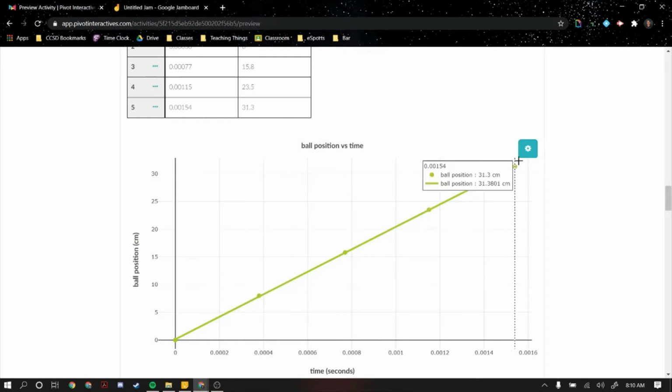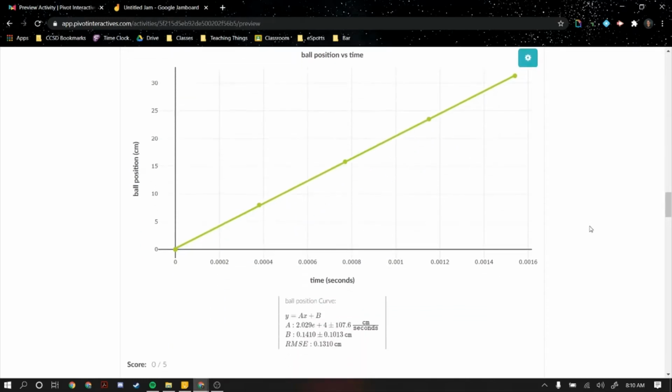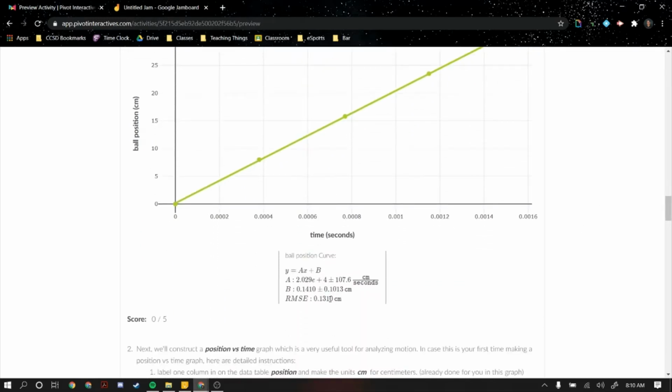Not only is a line drawn, and it does line up pretty well with our points, there's a box down here, and there's some numbers in this box. The main point of this video is what do I do with these numbers, because this is where we're actually getting our information that's going to help us answer our questions in later labs.